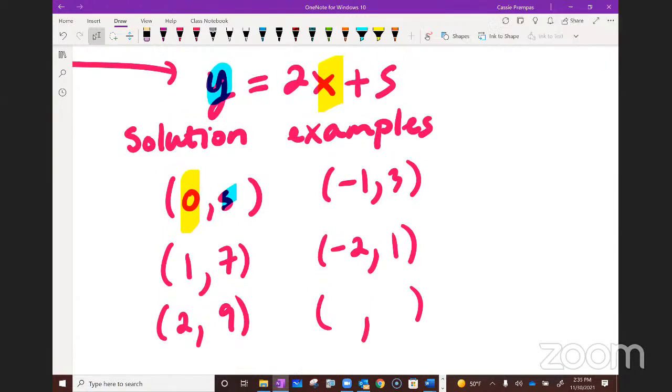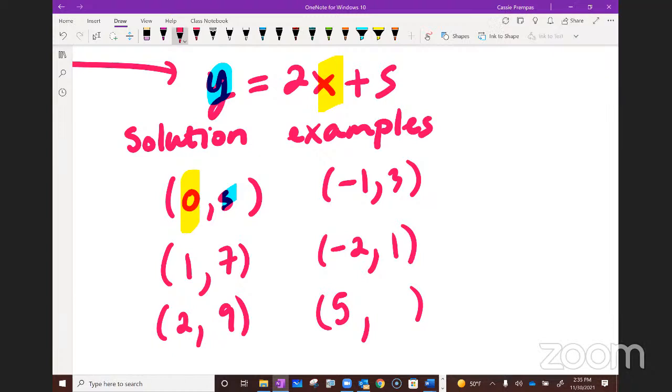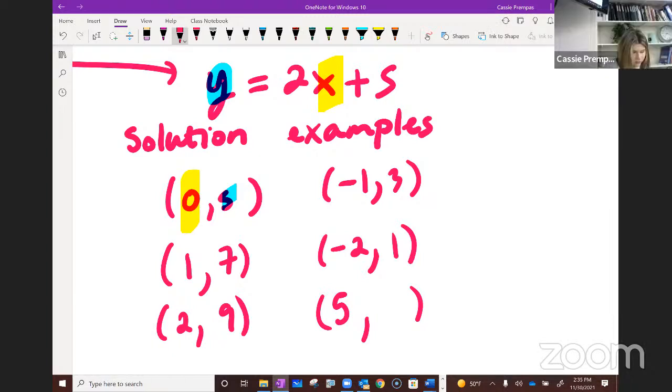Would 5 work? And then you'd have to show the other number. So what would the other number be? -5? So if you plug in -5, the key here is whatever number is representing the x. If I plug in a -5, then 2 times -5 is -10, plus 5 would tell me that -5 would be another. Okay.